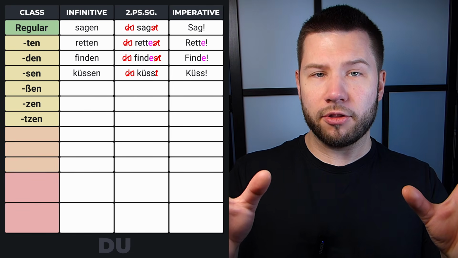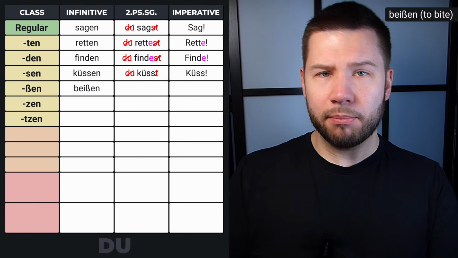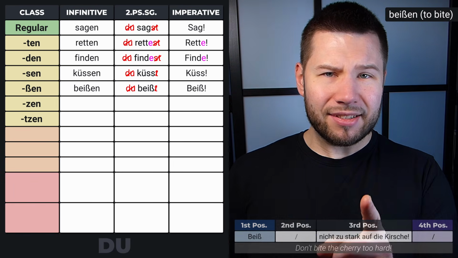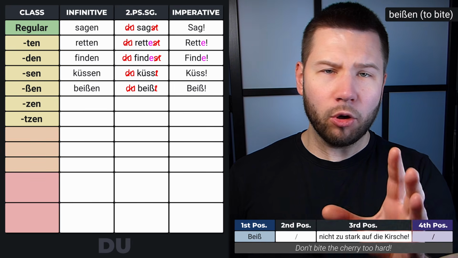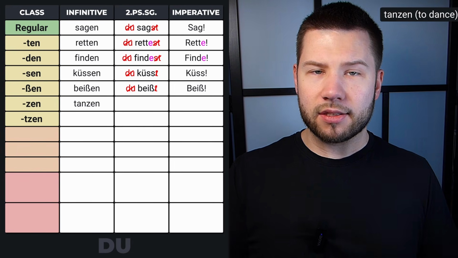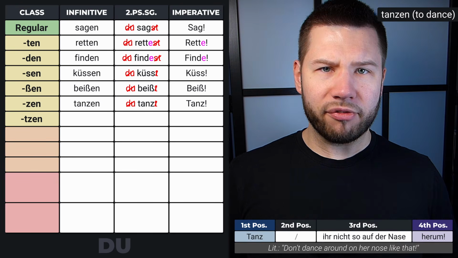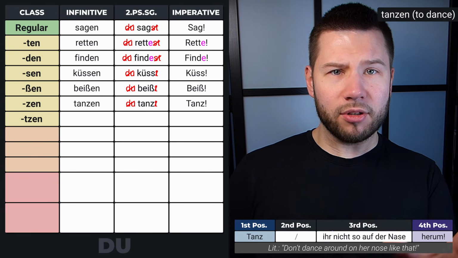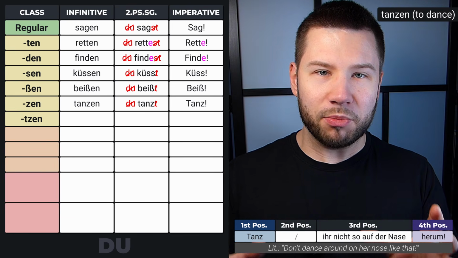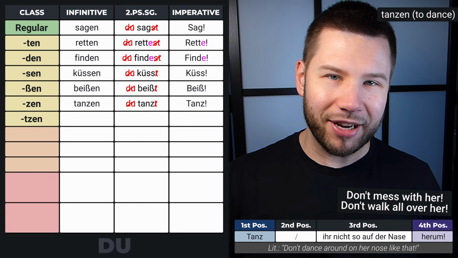Anyway, let's cover all the other possibilities. A verb with sz, for example, beißen, becomes du beißt, and finally, beiß. Beiß nicht zu stark auf die Kirsche, don't bite the cherry too hard. Now a verb with z. Tanzen, du tanzt, tanz. Tanz ihr nicht so auf der Nase herum. Literally, don't dance around on her nose like that. Yeah, this is an idiomatic expression which means don't mess with her or don't walk all over her. It's a good one, you should write this down.